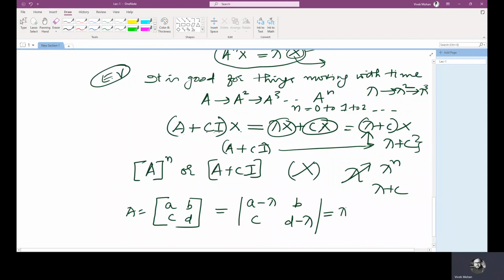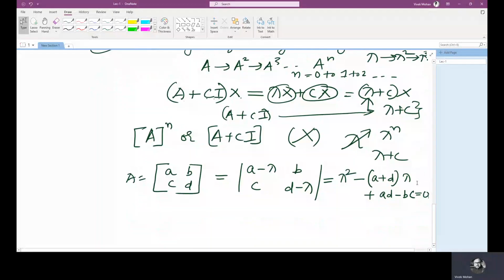So this will become lambda squared minus (A plus D) into lambda plus AD minus BC. Now the determinant of A minus lambda I equals 0, so this expression is equal to 0. Right. Now, what is the form of this? Let's analyze this form.